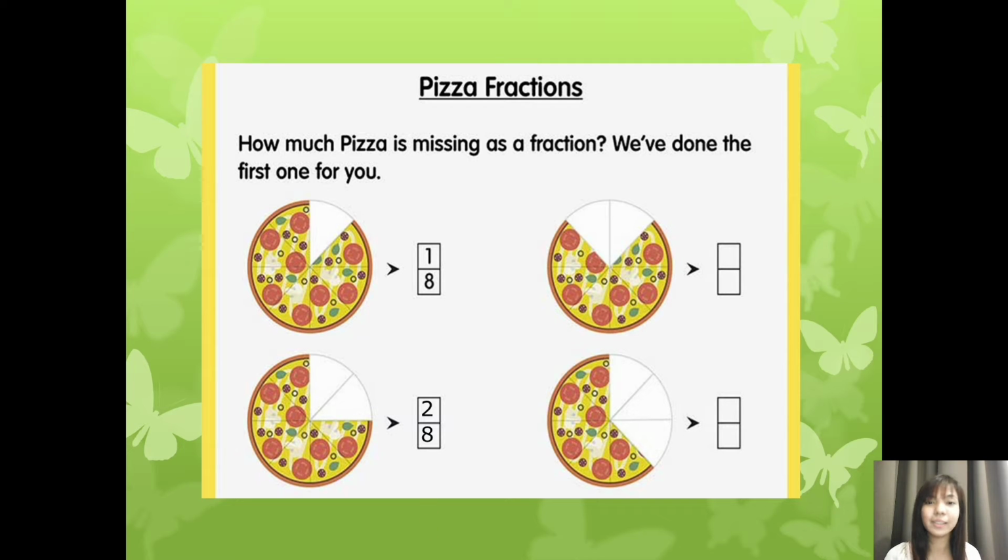Okay, so 8. Next. How about this one? Of course, the same. How many are the missing parts? Okay, 2. And how many are the total parts as a whole? Okay, the same, 8. 2/8. Next, how about this one? How many is the missing part? Okay, 3. How many parts as a whole? Okay, the same, 8. So, 3/8. Everybody read 3/8.